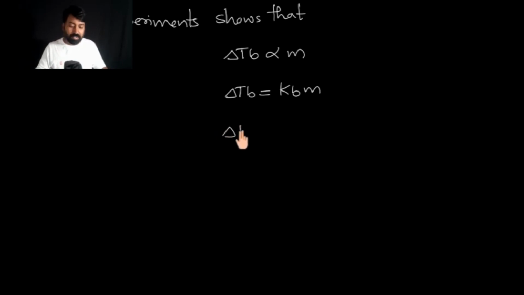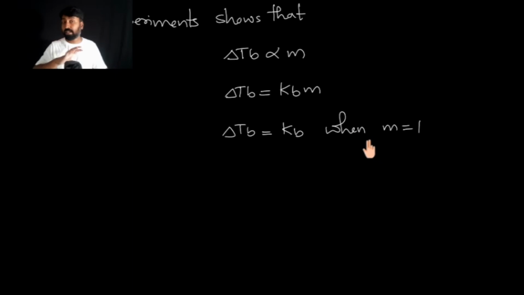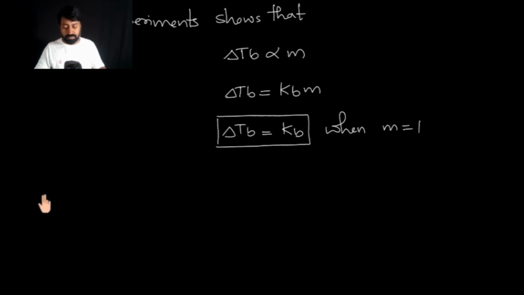KB is nothing but delta TB only when the molality is equal to 1. The molality is 1 when 1 mole of the non-volatile solute is added to a solvent that should be of 1 kg. Okay, so that is the definition. We can provide the definition for this. We can write the definition for the KB also.